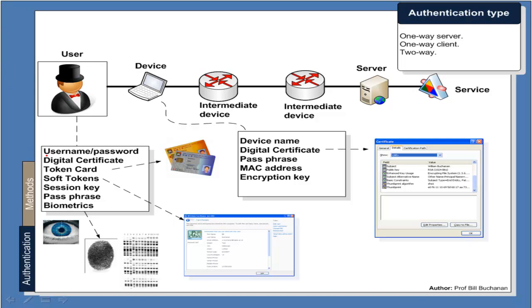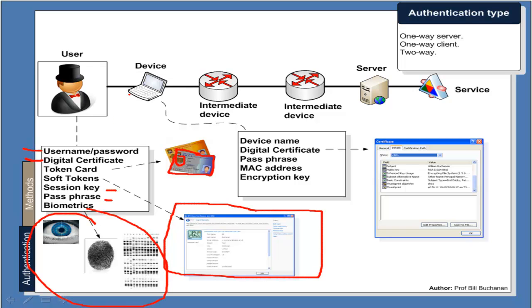Okay, some of the things we might use to identify users include usernames and passwords, which have been used traditionally, but as we'll see, are becoming fairly weak in terms of authentication. There's digital certificates, which are a fairly good method of authentication, but as we'll see, suffer from several issues. Increasingly, there is the usage of token cards, which might have smart chips in them or RFID cards. Soft tokens, which are installed onto the machine and are software cards. Session keys, passphrases, and biometrics.